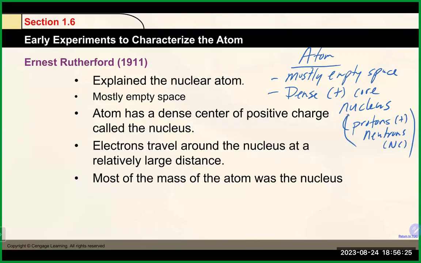Another major difference between the modern version of the atom and Thomson's plum pudding model is that in Thomson's model, he felt that the electrons made up most of the mass of the atom. In Rutherford's model, and the modern model, the atom's mass is basically the nucleus. So the nucleus makes up most of the mass of the atom. And we'll talk about why that is next time, I suppose.